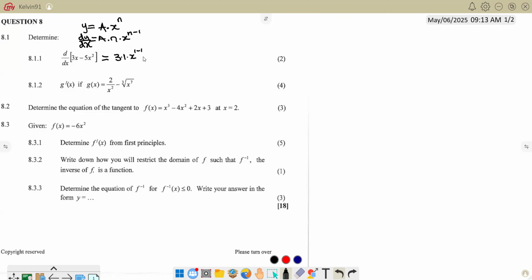Then we are going to have the second term minus 5 multiplied by our power, which is 2, multiplied by our x to the power 2 minus 1. So eventually, we are going to have here x to the power 0. Any number raised to the power 0 is 1. So it's 1 times 1 times 3. Here we are going to have a 3 minus 5 times 2. We are going to get a 10. Then x, because our power is 1, 2 minus 1, we are going to get that. Then you score your full marks.